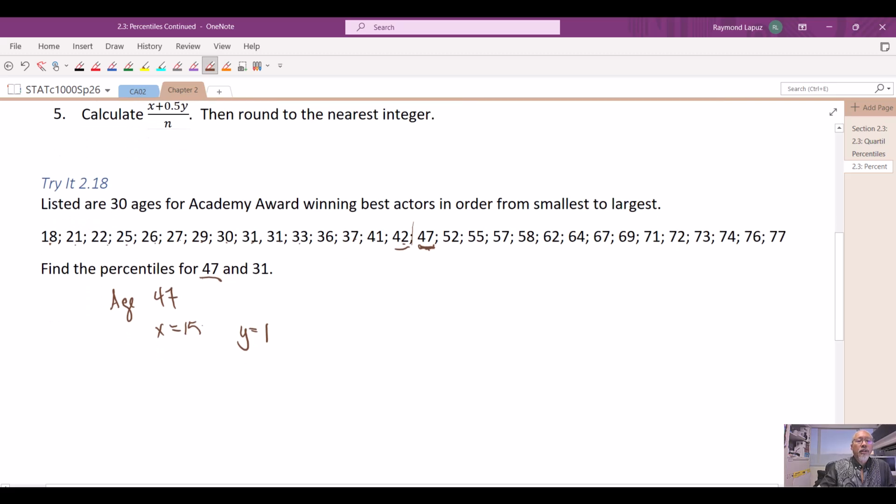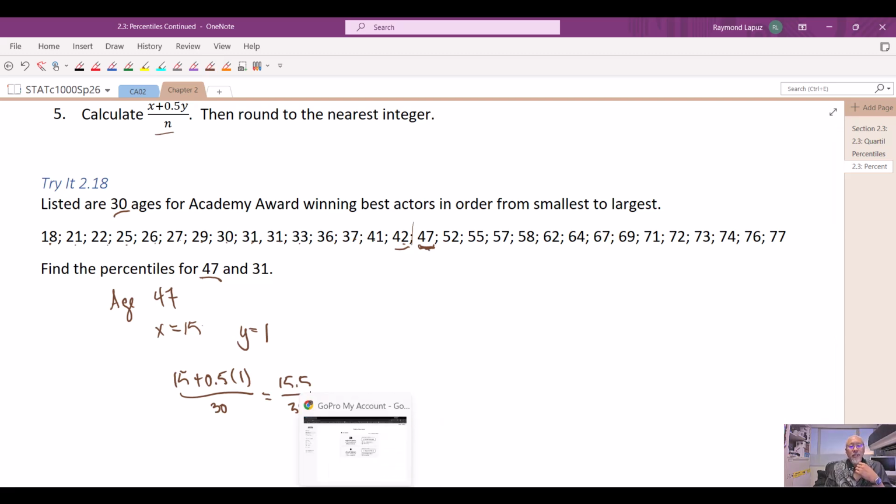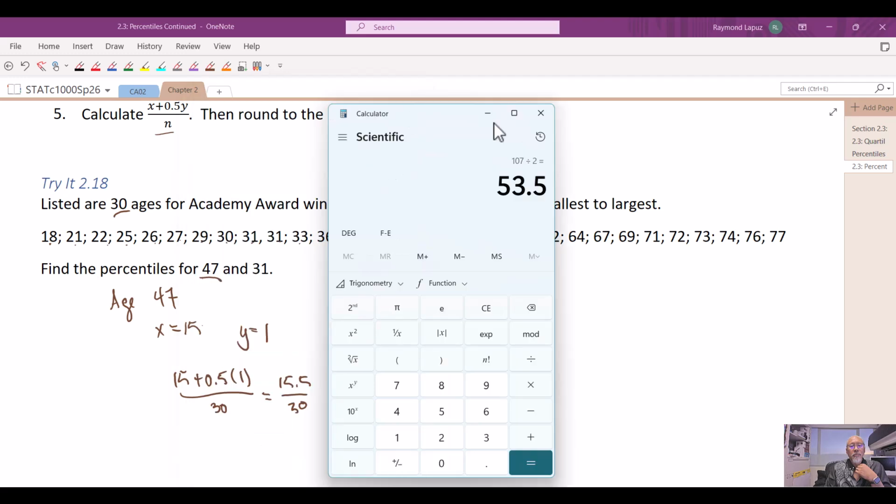And now we put it into this formula. We've got x, that's 15, plus 0.5 times y, which is 1, and then we're dividing it by n. In this case, it's 30. So it's 15.5 divided by 30, which is a little bit bigger than 50%.